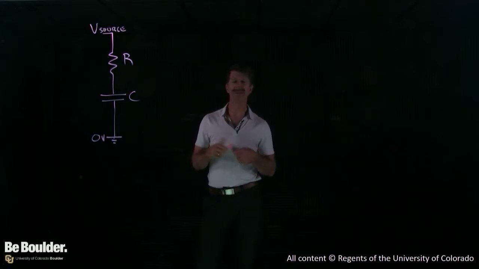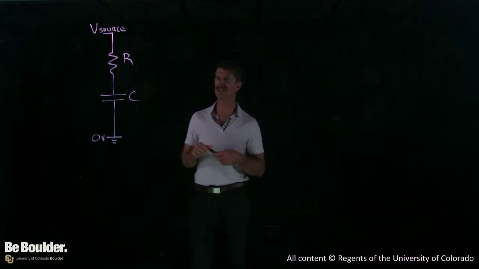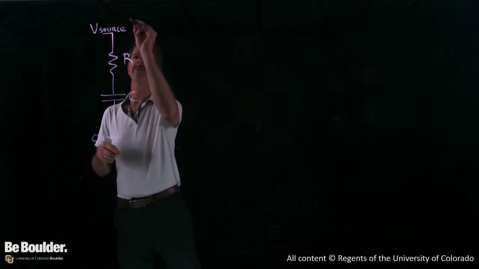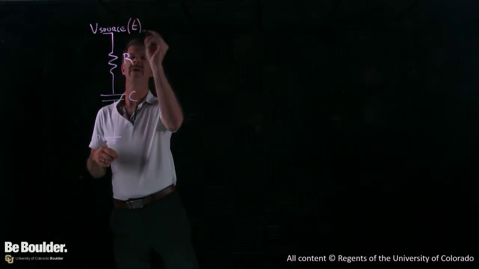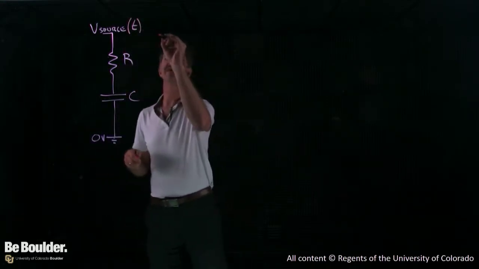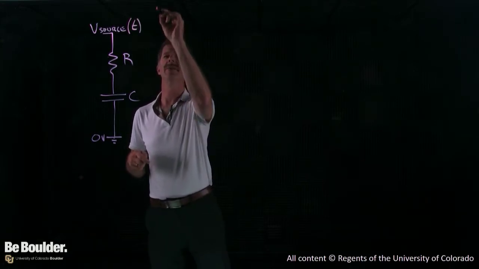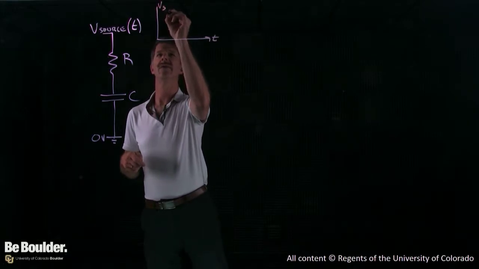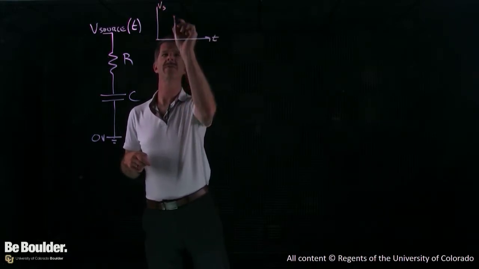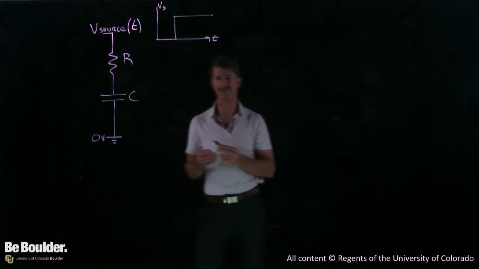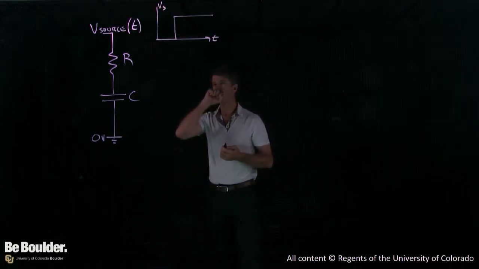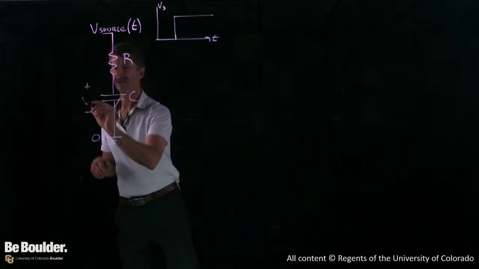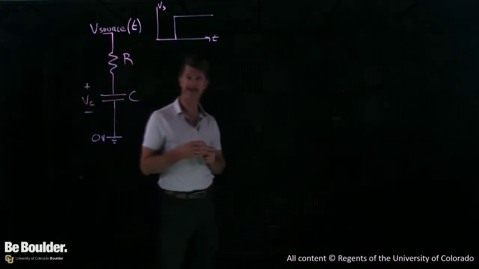So first, let's think about this. Let's say that I have this source up here. This is now a function generator. And I'm going to make this a step function in time. Let's just plot that right here. So it's going to be 0, and at some point, it's going to step up. What I'm curious about is what I will find over here on the capacitor.